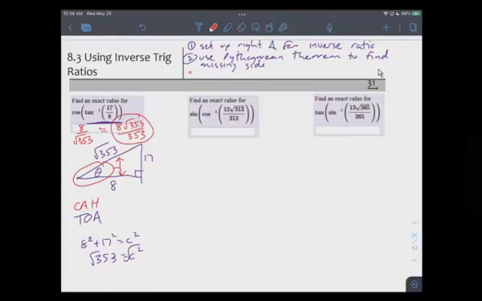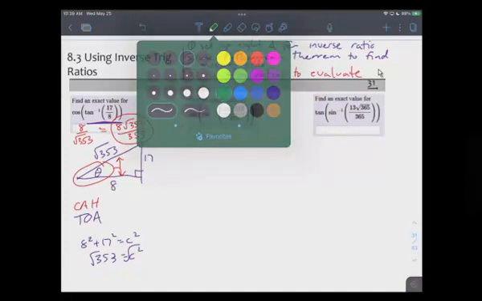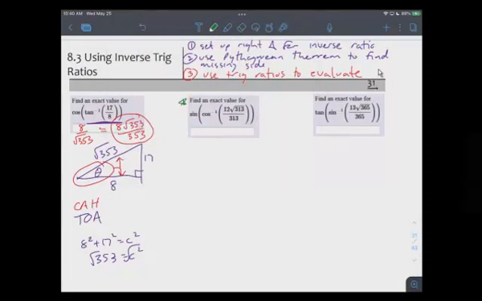Okay? And so once you use the Pythagorean Theorem to find the missing side, you'll use trig ratios to evaluate. Okay? And so that's the process for these types of questions. Okay? I want you to try this second one. See if you can set that up and evaluate the sine of that angle measure.